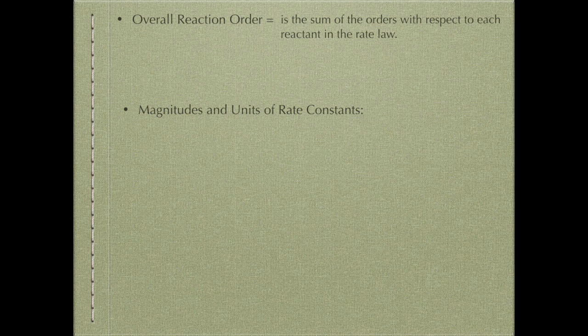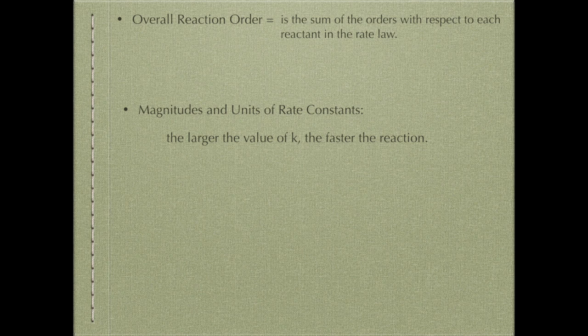So what exactly is your overall reaction order? Well, each reactant has a specific reaction order which represents how the change in concentration is going to affect the rate. And we'll look at that mathematically in just one second. Now, the overall reaction order is simply the sum of each of the orders for each of the reactants. So let's say A is first order and B is second order, then the overall reaction order is going to be 3.